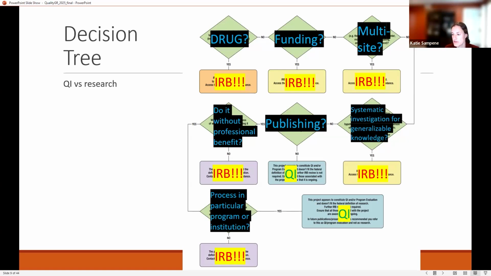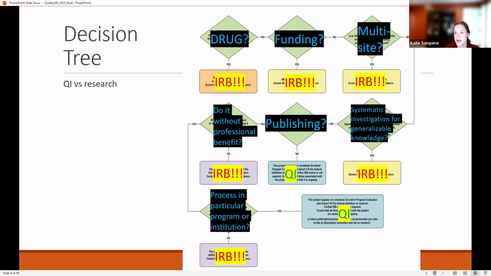If you're not, the question is, are you going to publish it? And if the answer is no, then it's probably QI and you're good to go. You don't need an IRB. And then if you are going to publish, that doesn't necessarily mean you have to have an IRB. But the question is, would you do it if you weren't going to get professional benefit from it? So from that standpoint, if you would not do that project, if you couldn't publish it and get a professional benefit from it, then you need an IRB.